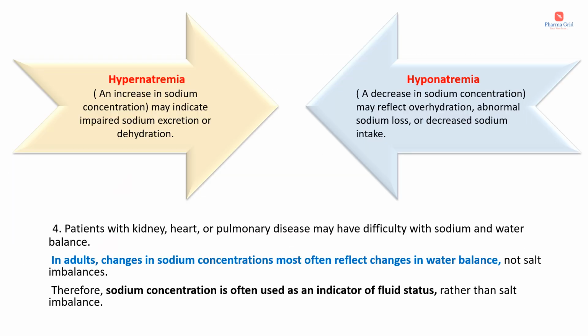The two major disorders associated with sodium are hypernatremia and hyponatremia. Hypernatremia means an increase in sodium concentration. This may indicate impaired sodium excretion or dehydration. Next is hyponatremia, which means a decrease in the sodium concentration. It may reflect overhydration, abnormal sodium loss or decreased sodium intake. Patients with kidney, heart or pulmonary disease may have difficulty with sodium and water balance.